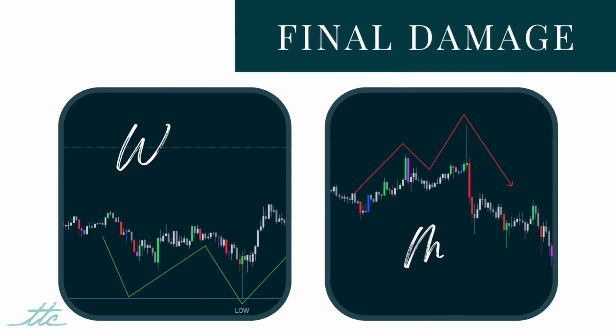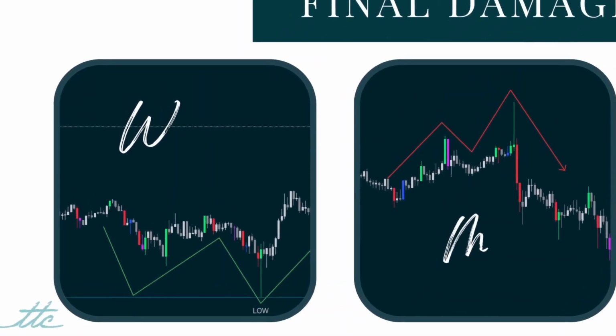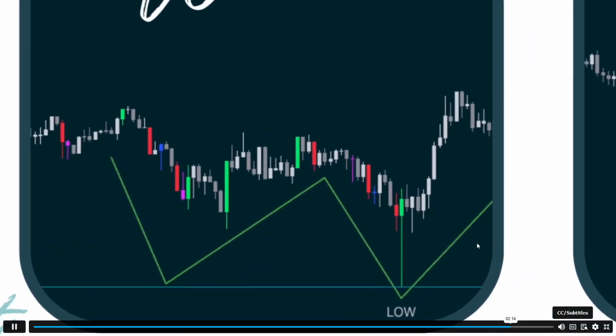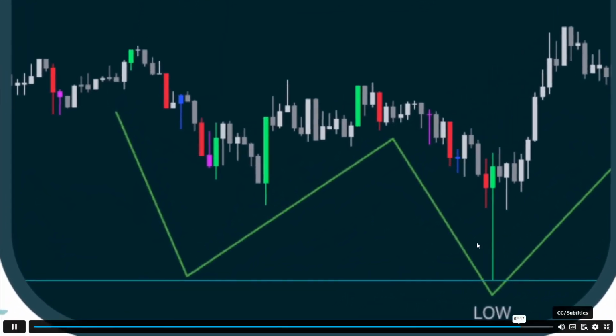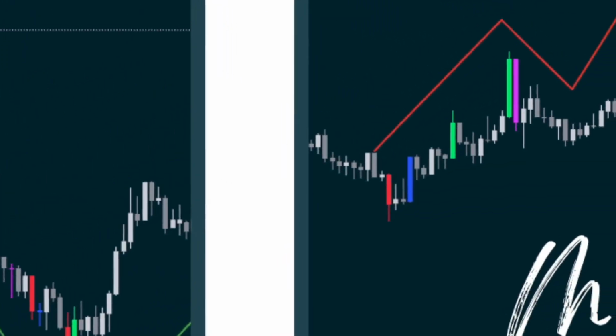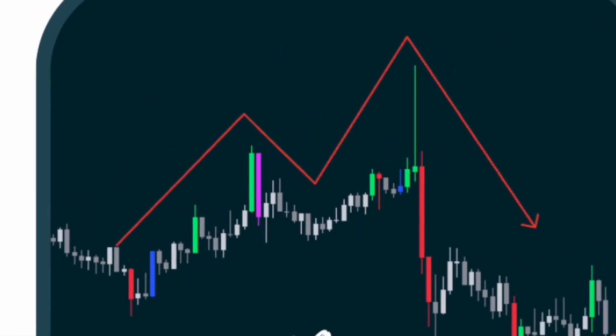Some people are going to pick final damage M's and W's beautifully, and some people just won't. So whilst the method is so rule-based, there are still rules within the method that you're going to have to come up with for yourself for your own trading, because at the end of the day, it's your personality that adds to it as well. So that's why rules will differ person to person.